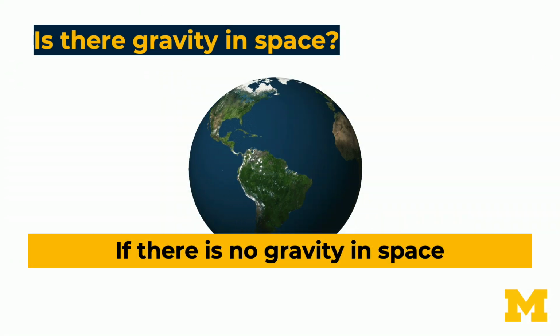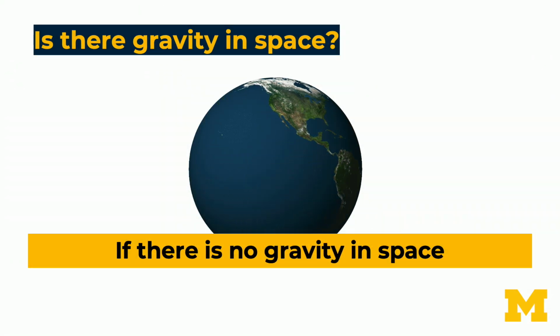And if gravity went away, then it would just move away from Earth. There's nothing that would hold it to the Earth. And so it wouldn't just circle the Earth, it would just go off in a straight line. And so there has to be gravity in space. Gravity is the thing that's holding the moon to the Earth. It's holding the International Space Station to Earth.